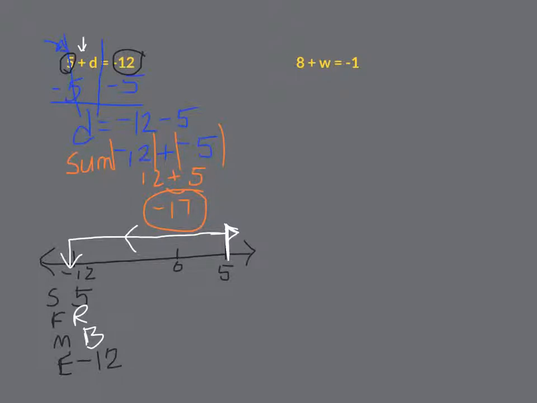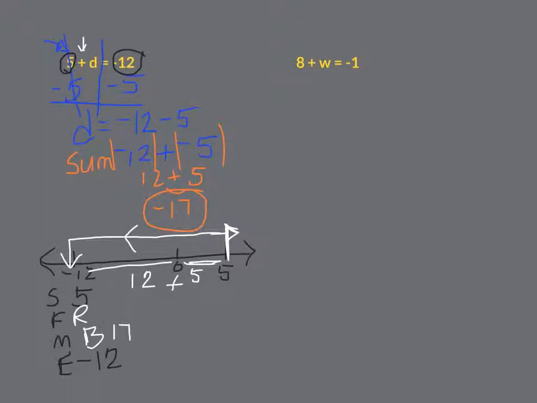And the only other thing I'm left to find out is how far I moved, the distance between the two. Remember, distance is independent of the sign. So I'm really just looking at how far it is between the 5 and the negative 12. Well, I know from 0 to 5, that's 5. And I know from 0 to negative 12, that's 12. So that means I moved 12 plus 5, which is 17.